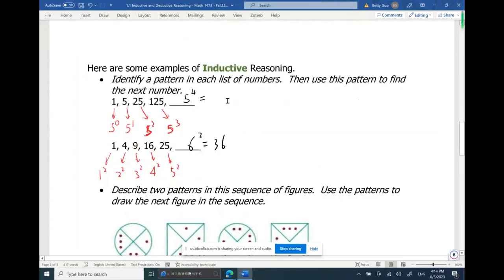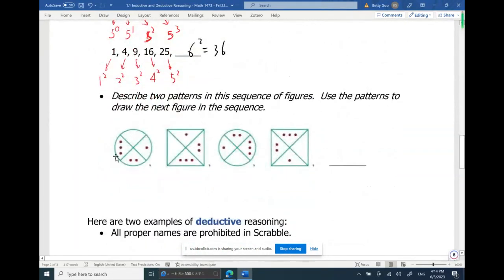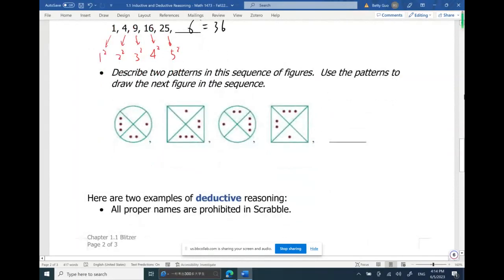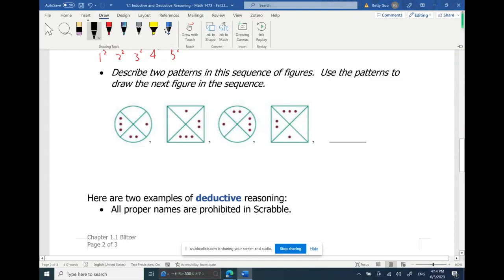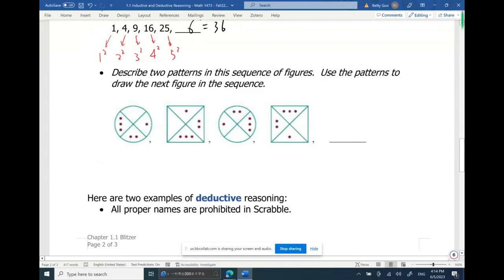The process is induction. Let's see, this sequence is a sequence of figures. As you can see, the first figure is a circle, followed by a square, and then a circle, and then a square. So by the pattern, the next figure should be a circle, right? It's alternating. Should be a circle.